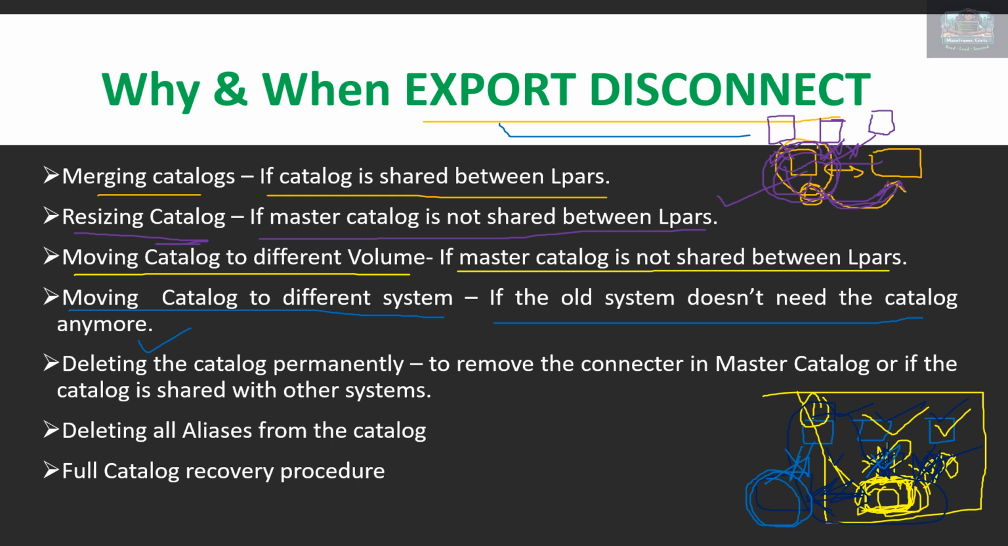Deleting the catalog entry permanently, to remove the connector in a master catalog, or if the catalog is shared with other systems. So suppose this is a master catalog and this is a user catalog, and you want the entry to be deleted in the master catalog permanently, then you have to run export disconnect. If you run export disconnect, the entry in the master catalog will be deleted permanently.